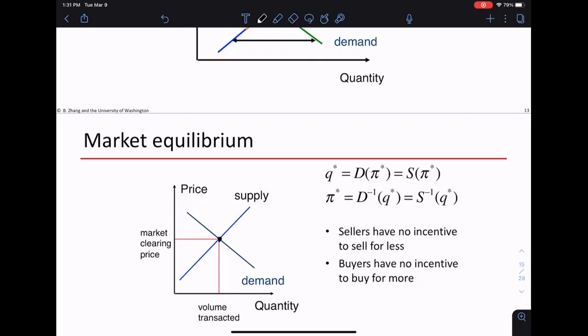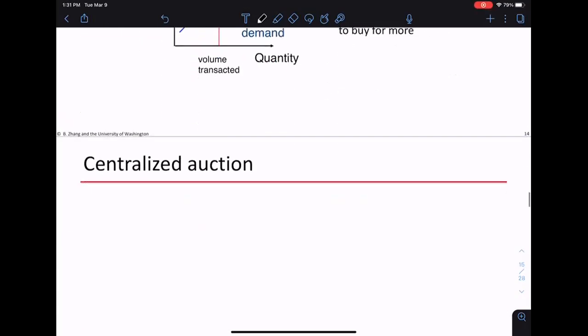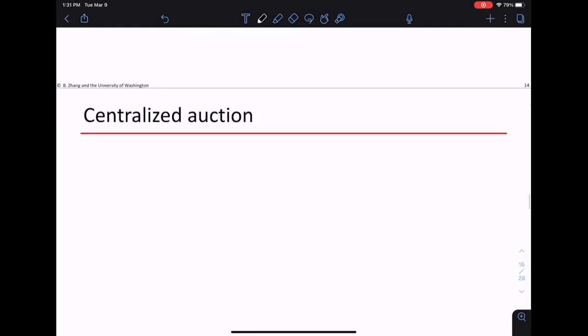equilibrium. And in the power system, this is normally achieved by this idea of a centralized auction. Okay, so what a centralized auction means for power system is the following idea. So how does it work? I basically have an operator. I have a market operator.